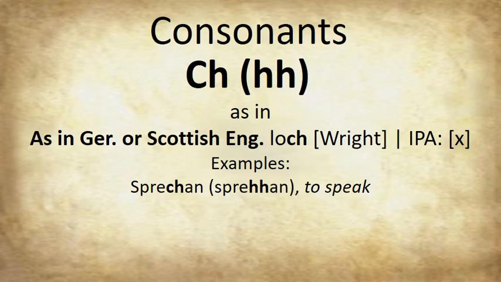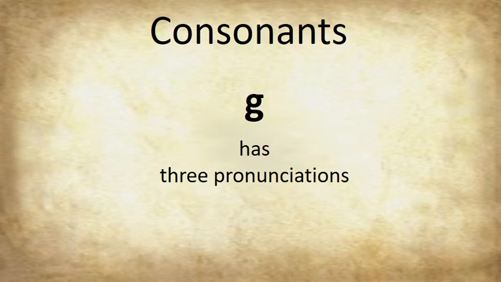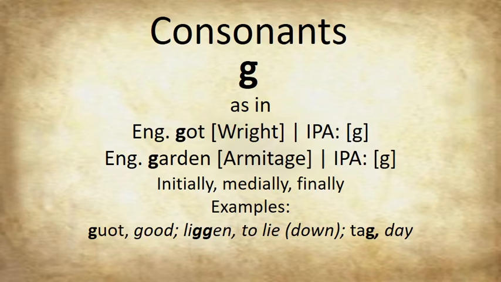So it could be pronounced like that, or sprechen, to speak. Now G. G in Old High German has 3 pronunciations. Let's get right to it. So G, our first pronunciation, as in English, Gott or garden. So a simple G sound, and this occurs in the start of words initially, in the middle of words medially, and finally at the end of words. So we have Gott, good, liggen, to lie down, and Tag, day.